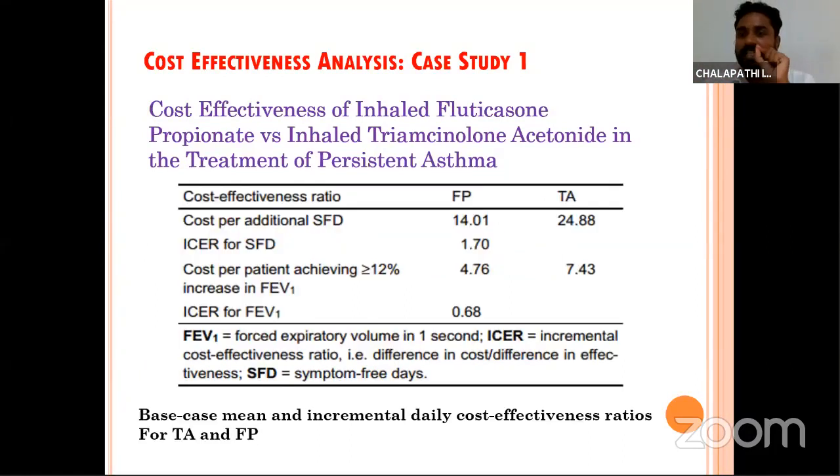So to get a single additional SFD for the treatment option FP when compared to TA, the patient has to pay $1.70. Sorry, $1.7 he has to pay to get 1 extra SFD. To get 1 extra FEV1, he has to pay 0.68. I hope you guys are clear with this. Simple: calculate the cost, calculate the outcome, divide to get per outcome, that is CER. ICER means difference in cost divided by difference in outcome.